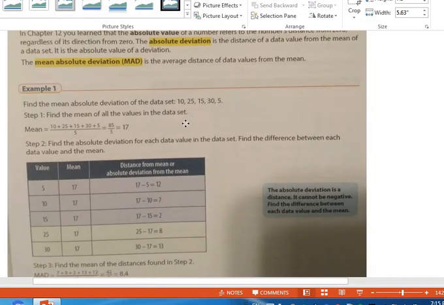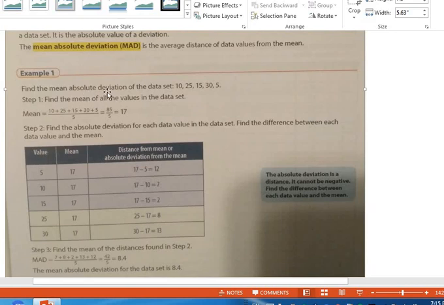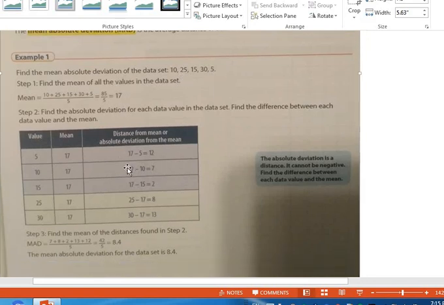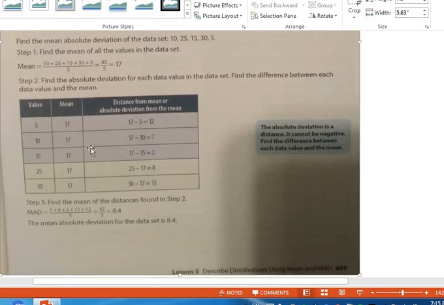So, example here again, find the mean absolute deviation of the data set 10, 25, 15, 30, 5. Step 1, step by step, I like this. Here the mean will be 10 plus 25 plus 15 plus 30 plus 5 all over 5, the number of them, so it will give you 17. This is the first step. Step 2, find the absolute deviation for each data value in the data set. Find the difference between each data value and the mean. This is very easy now.